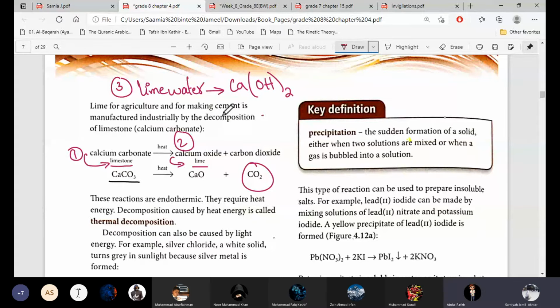Okay, so what is that lime water? You should know that lime water is calcium hydroxide, calcium hydroxide dissolved in water. So remember these three things. They can ask you the common names in past papers. So don't get confused. Limestone is calcium carbonate, lime water is calcium hydroxide, and lime is calcium oxide. Okay, so this is also thermal decomposition.